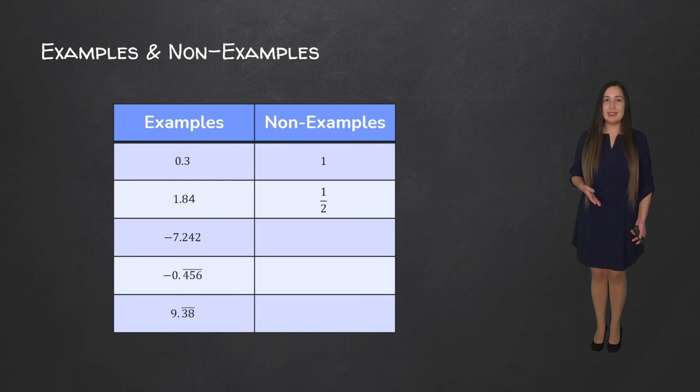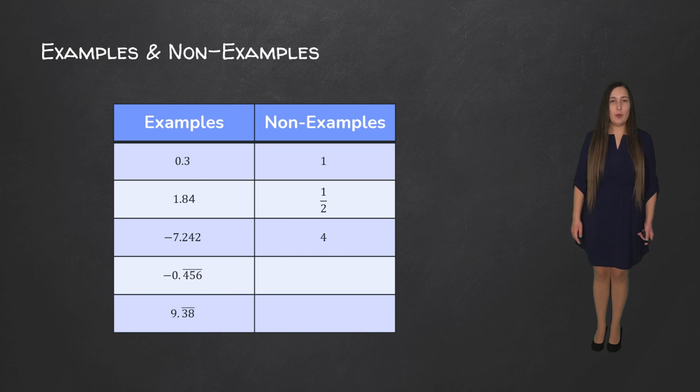And then here we have a half, and this is written in fraction form. We can write this as a decimal. It would be 0.5 or 5/10. However, here it's in fraction form. Again, 4 is a whole number.